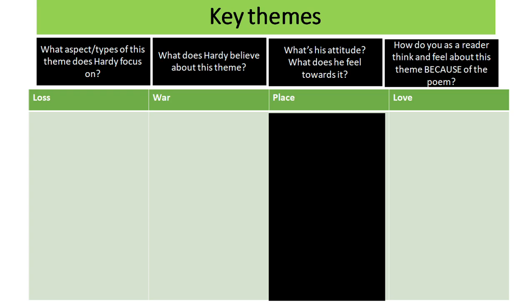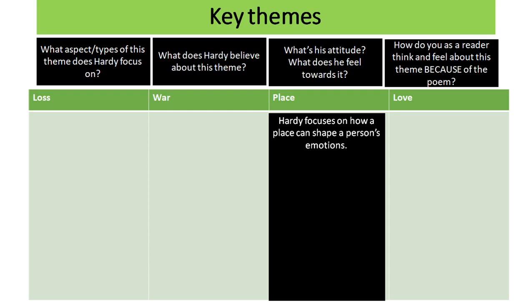So first question, what aspect or type of this theme does Hardy focus on? In terms of place, I think Hardy really focuses on how a place can shape a person's emotions. Yeah, he really thinks about how London is miserable, it's full of fog, it's webby, it's cold, and he uses that. Do you remember that idea of pathetic fallacy, that the environment this woman is in is reflecting how she feels? Okay, so that's my thoughts on question 1 for place.